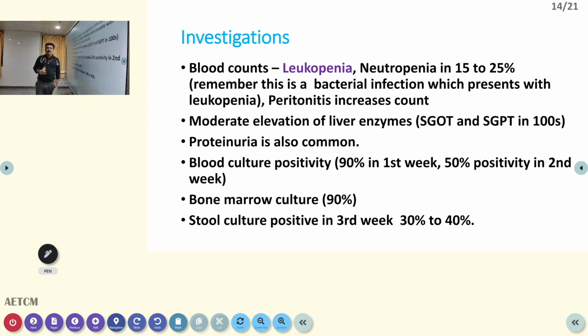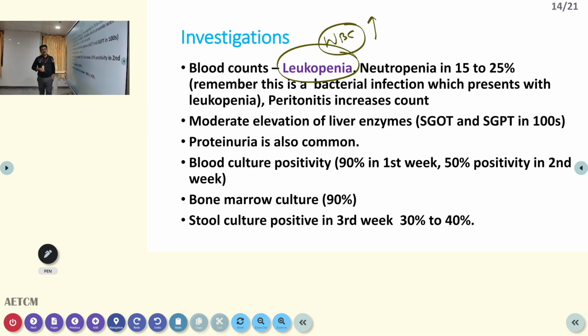Now, how do you investigate typhoid? Whenever we treat a patient with fever, the most important investigation we all do is WBC count. So remember, this is a bacteria, and it is the only one of the bacteria which produces leukopenia when there is a bacterial infection. Normally, in most bacterial infections, you can see WBC counts are elevated. That is a classical finding of bacterial infection.